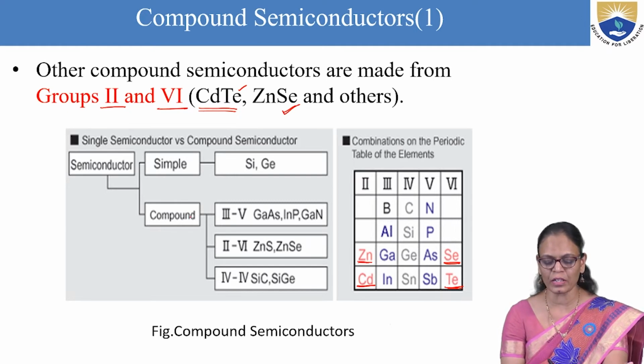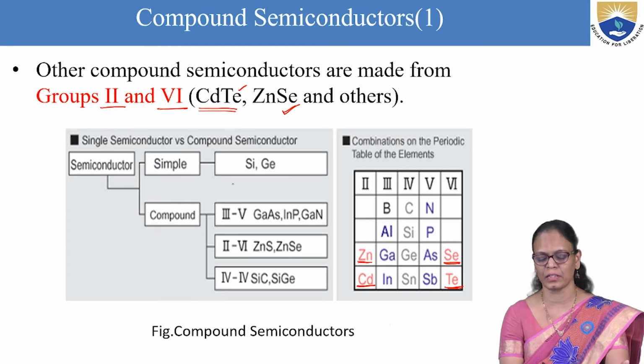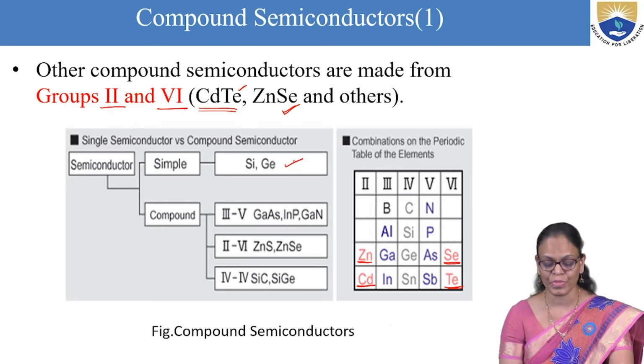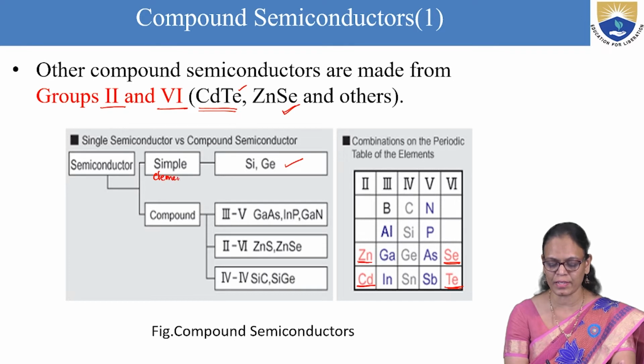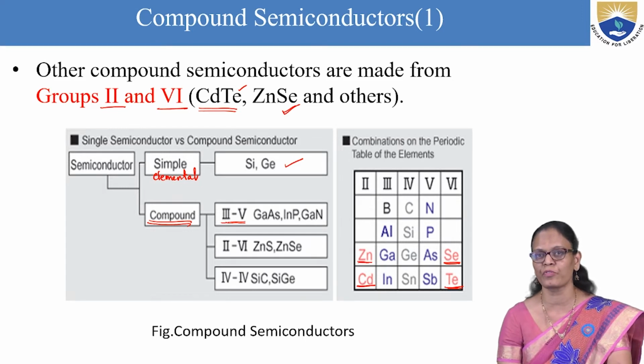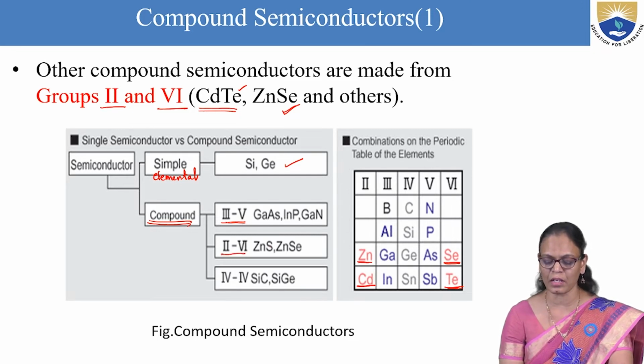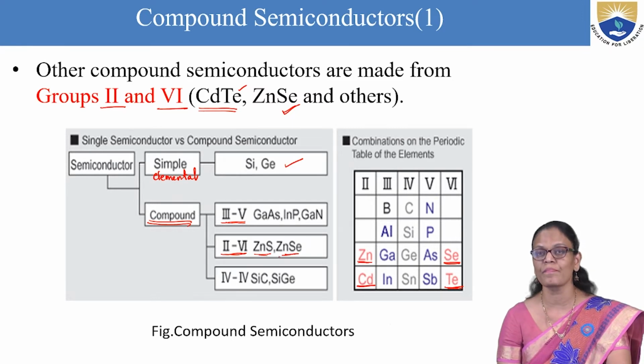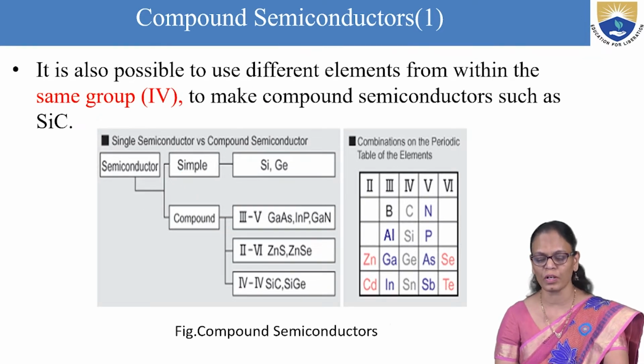So we have given here, if you take a simple semiconductor, they are pure, like silicon and germanium, and we also call them elemental semiconductors. Now when it comes to compound semiconductors, we mix different elements. We have seen examples of third and fifth group: gallium arsenide, indium phosphide and gallium nitride. We have also seen second and sixth group, that is zinc sulfide and zinc selenide. Also, we can mix two fourth group elements. So let us see the examples for mixing within the same group, that is the fourth group elements.